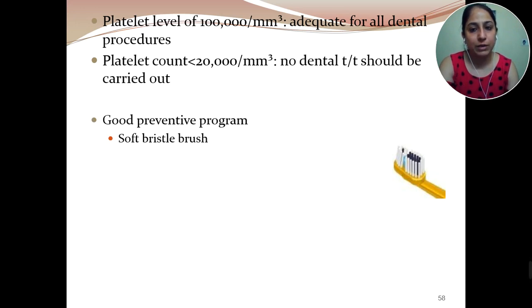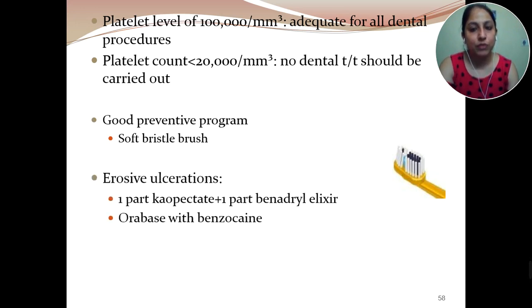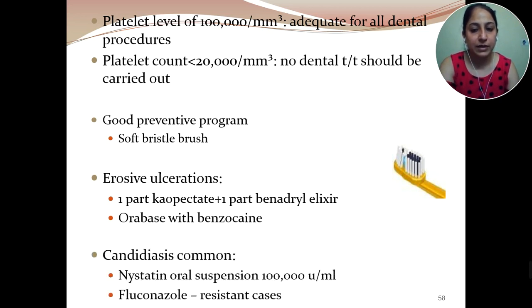A good preventive program includes a soft bristle brush. For erosive ulceration, the treatment is 1 part Kaopectate plus 1 part Benadryl elixir, or Orabase with benzocaine. For candidiasis, antifungal drugs such as nystatin oral suspension can be given, and fluconazole in resistant cases. So basically the treatment remains symptomatic for these children, that is for ulcerations and fungal infections, along with a preventive protocol to prevent any further oral diseases.